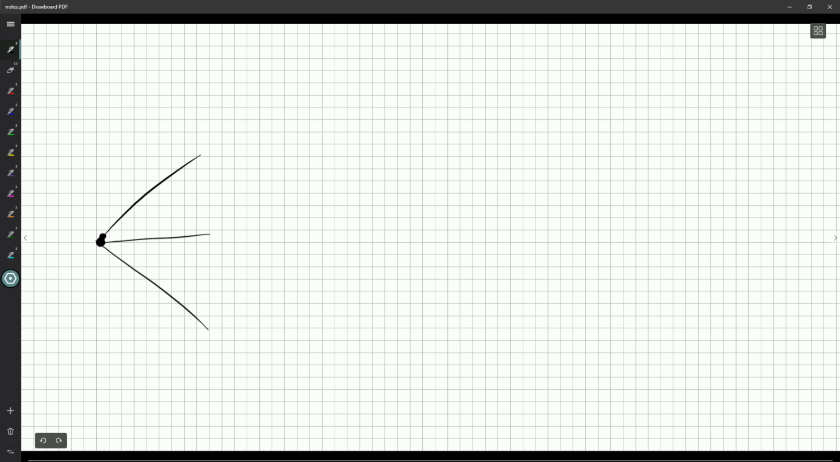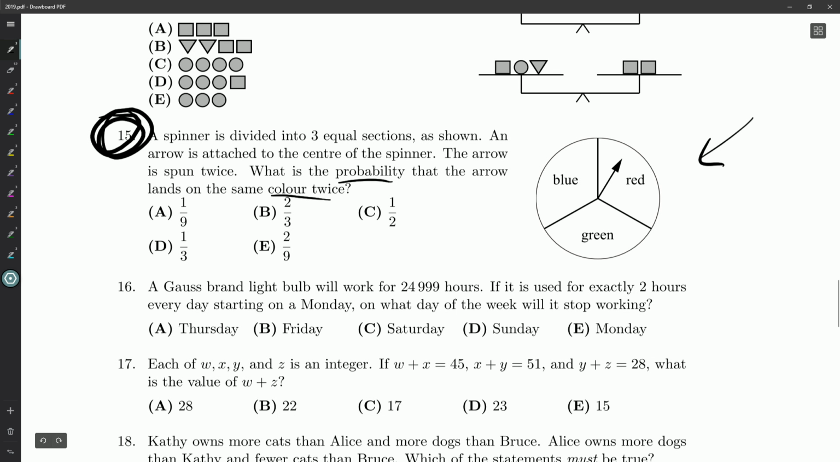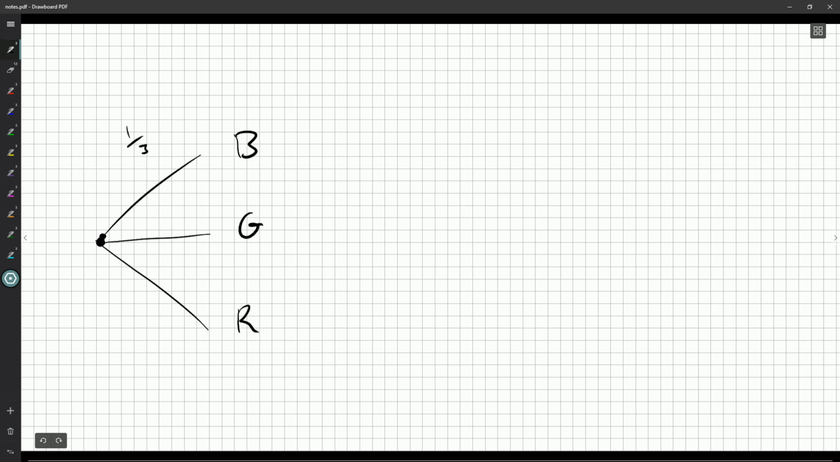Now, on my first spin, I could get blue, green, or red, and each of those happens 1/3 of the time. For my second spin, if I got blue, I can still spin, and I might get blue, green, or red as well. Since the sections are equal, it's always 1 out of 3 sections.